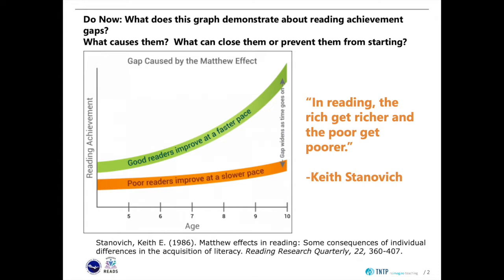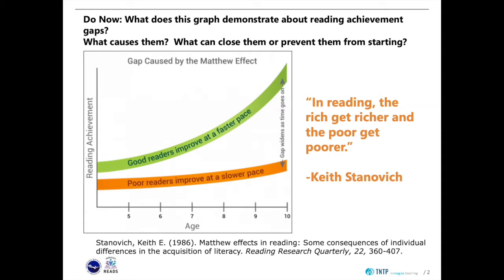All right, so for your do now, I want you to look at this graph. Go ahead and think about the questions that are on this slide. What does this graph demonstrate about reading achievement gaps? What causes them? What can close them or prevent them from starting? Go ahead and take a few minutes to think about these questions and jot down your responses. If you're presenting to a group, this is a great time to pause to give those 2 minutes.